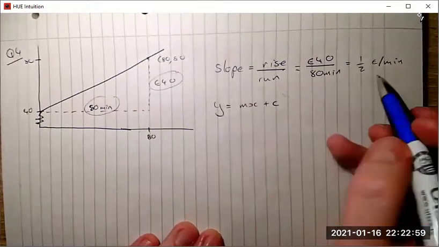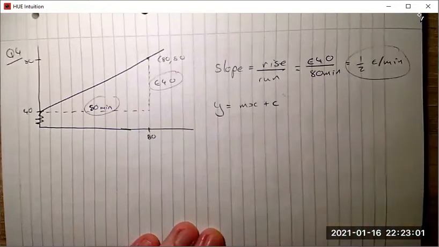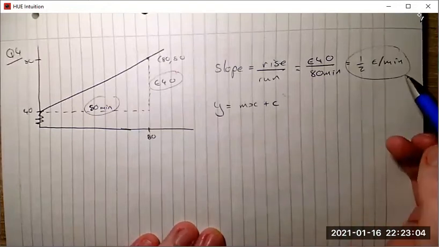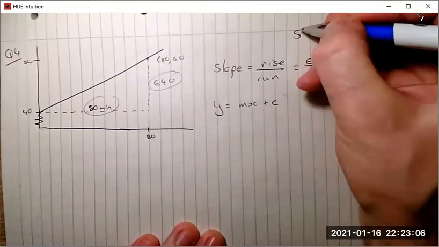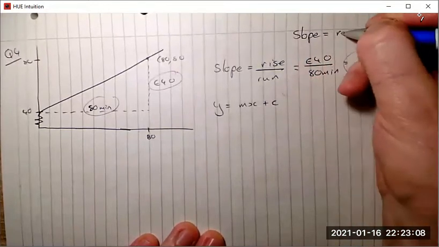Now that's the slope of the graph. As I've said in a previous video, I think it's also a rate at which you are charging. So slopes and rates are very closely related.